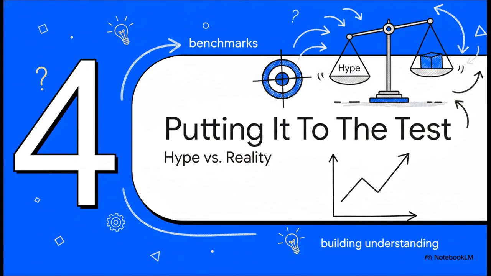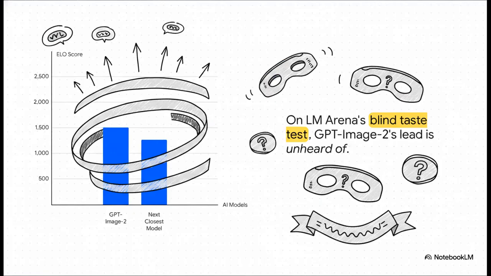But is this all just really good marketing, or does it actually hold up when you put it under pressure? Let's take a look at the benchmarks. When I first saw these numbers, I thought it had to be a typo. On LM Arena, which is basically a blind taste test for different AIs, GPT-Image-2 scored an ELO of 1512. The next closest model is 242 points behind it. Now, to put that in perspective, in AI benchmarking, a 50-point gap is considered huge. A 242-point gap is just unheard of.